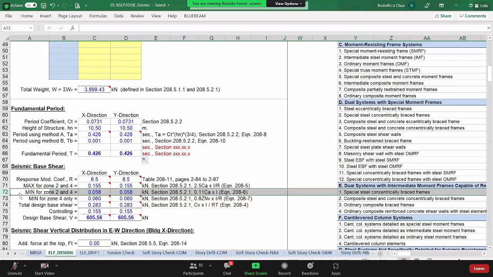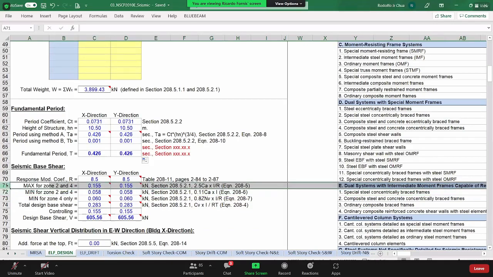So if there is a minimum requirement, there's also a maximum requirement. So according to equation 208-5, the acceleration that we calculated earlier based on equation 208-4 should not exceed the max limit. So it should not exceed 2.5 times Ca times the importance factor over R.